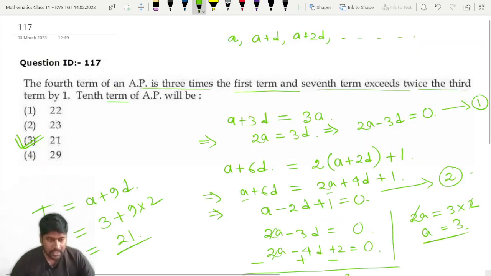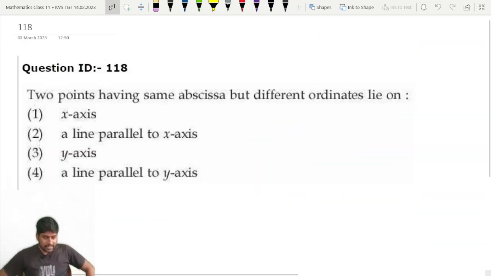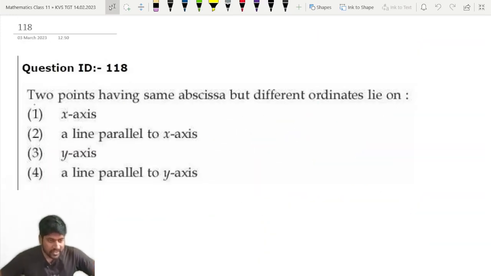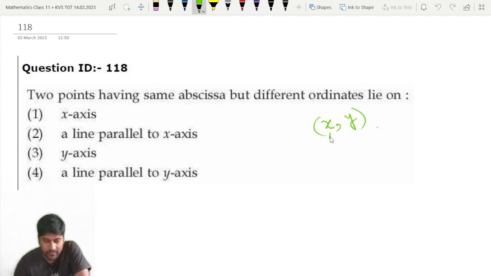Now let's come to question number 118. Two points having the same abscissa but different ordinates lie on where they will lie. Abscissa is same, that means x coordinate is same. Suppose we are writing a point like this, x comma y ordered pair, the first element is called abscissa, and the second one is called ordinate.